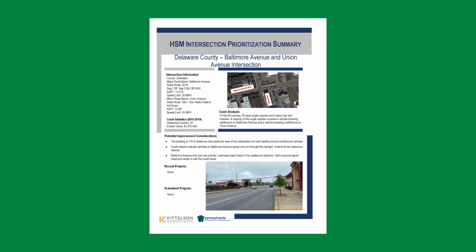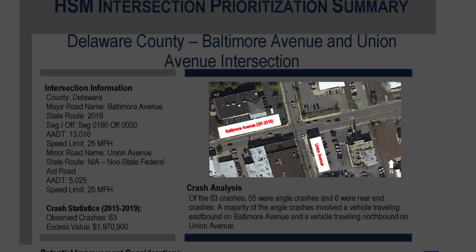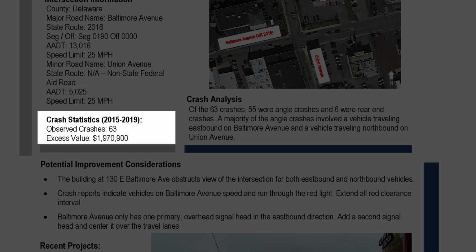This site is the intersection of State Route 2016, or Baltimore Avenue, and Union Avenue in Delaware County. From 2015 to 2019, there were 63 observed crashes. These crashes resulted in an excess crash cost of nearly $2 million. Let's take a closer look.